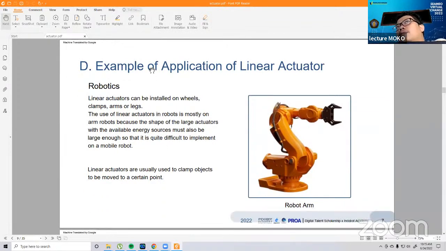And in another example, we see here is a robotics actuator. Linear actuator can be installed on wheels, in the clamp arm, or in the leg of the robot. Because we need this robot to handle everything in industry. For example, for shifting, for lifting the car, or lifting anything in industry.